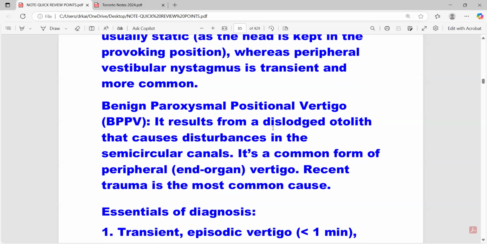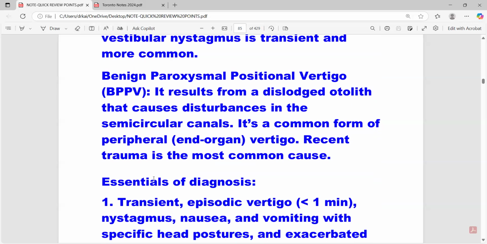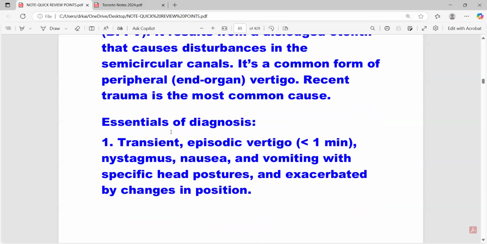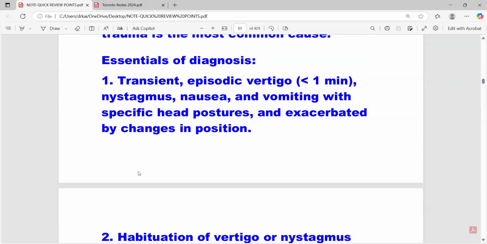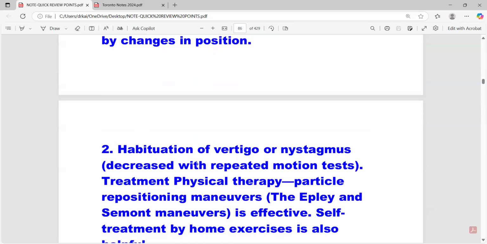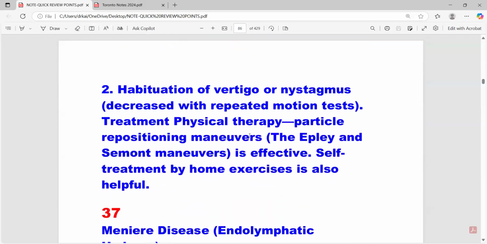Then comes the BPPV. It results from a dislodged otolith, like a stone that moved around and then causes disturbance in the semicircular canals, and it's the most common peripheral vertigo. Recent trauma is the most common cause. The essentials of diagnosis are a transient episode of vertigo less than 1 minute, nystagmus, nausea, vomiting with a specific head posture, corroborated by changes in the position, then habituation of the vertigo or nystagmus. Treatment is the Epley maneuver, okay? It is effective, and self-treatment by home exercises can be helpful too.